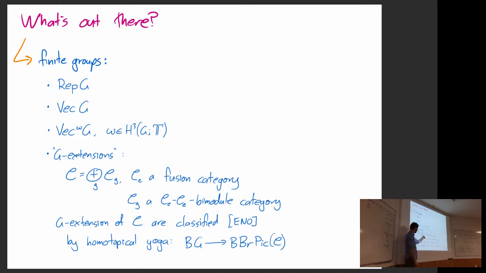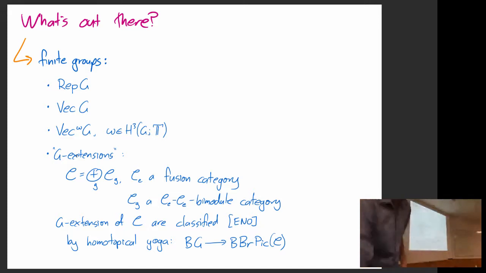So here, C_e will be some fixed fusion category, and the C_g will then be bimodule categories. So just like bimodules over a ring, you have bimodules over monoidal categories. It's just some category with which you can tensor an object of the monoidal category and get an object of the module category. Okay? And there's a beautiful theory where G-extensions of a fixed category C are classified by some homotopy theory involving this thing called the Brauer group of your category. And we'll come back to that in just a little bit.